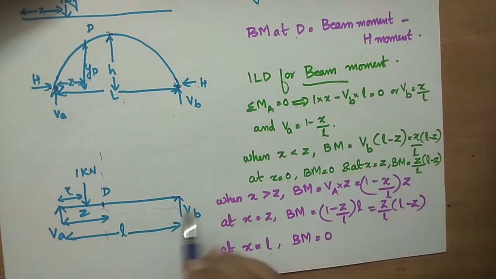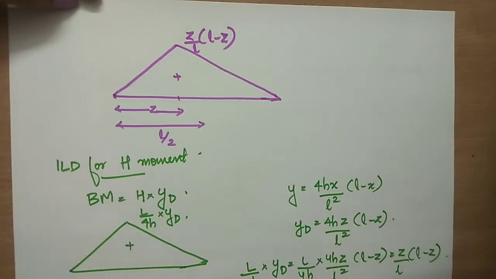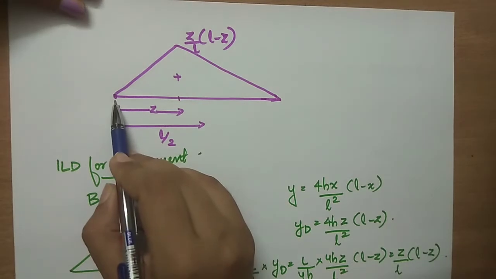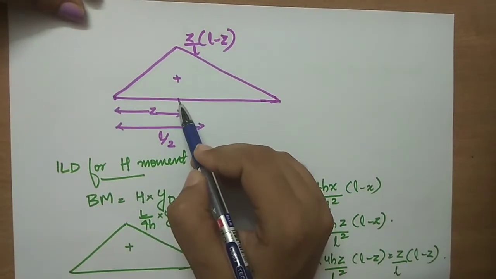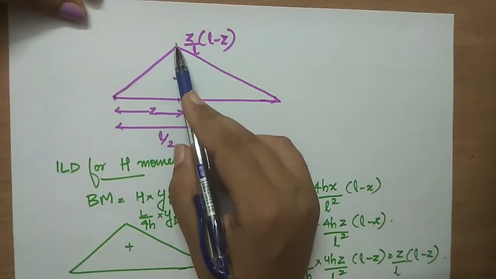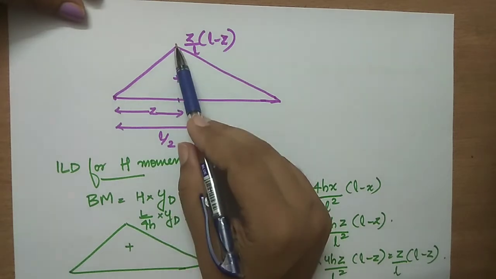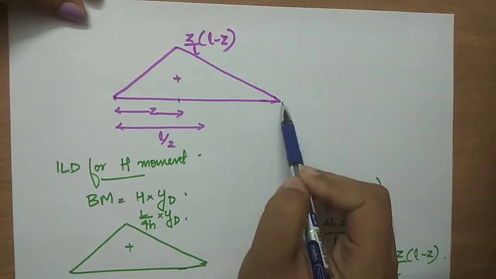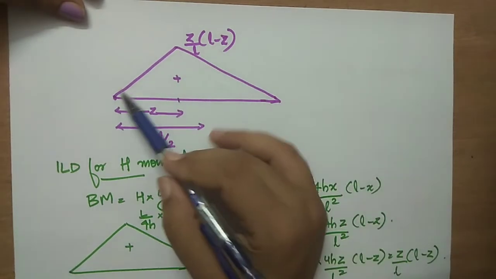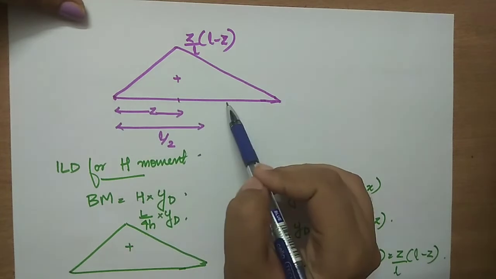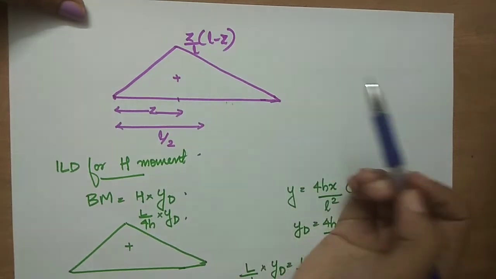Now we are going to plot it. At X is equal to 0, bending moment is 0. At X is equal to Z, bending moment is Z by L into L minus Z. And at X is equal to L, bending moment is 0. Join all the points. This is the influence line diagram for beam moment.